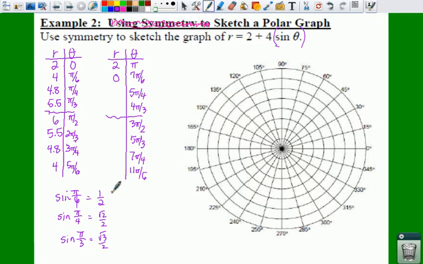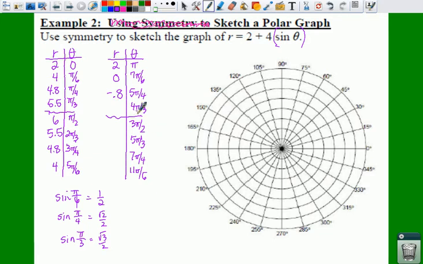2 minus 2 is 0. Plug in a 5 pi over 4. You get a negative radical 2 over 2. So 4 times negative radical 2 over 2 is going to give us just a 2 radical 2. So if you take 2 minus a 2 radical 2, then you are going to end up with a pretty little decimal that is negative. So how about a negative 0.8?